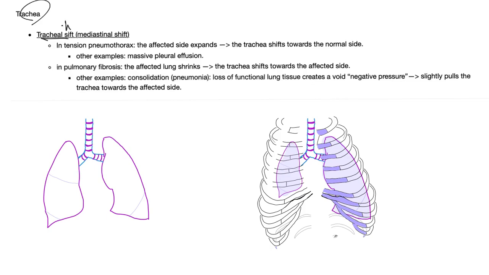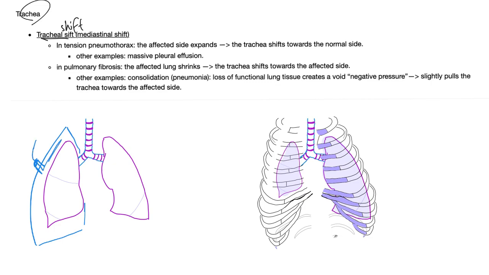Tracheal shift or mediastinal shift. All right. In cases of tension pneumothorax, let's say that this lung has tension pneumothorax here. Pneumothorax is like the valve. You know your tire? We want to add pressure to your tire, but we don't want the pressure to escape the tire when you are driving your car. So you put a tire valve. Same thing, sometimes you have a valve.